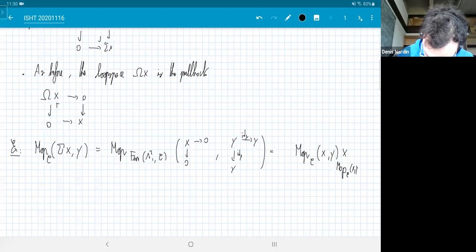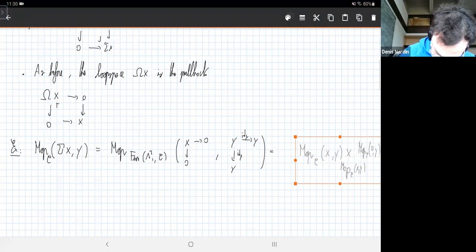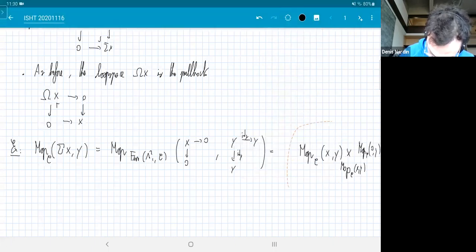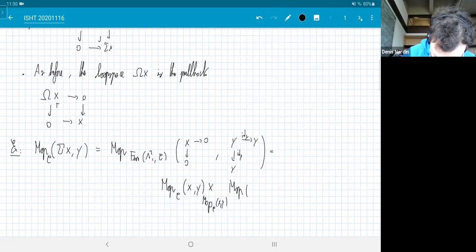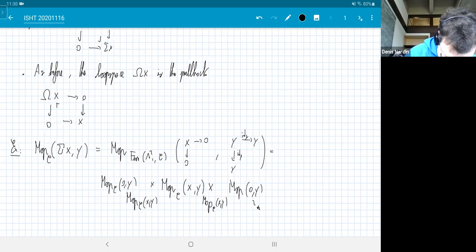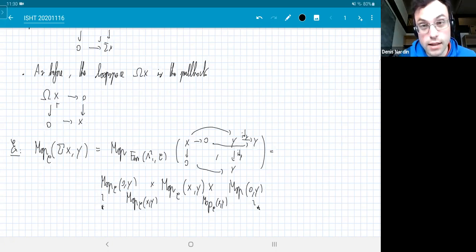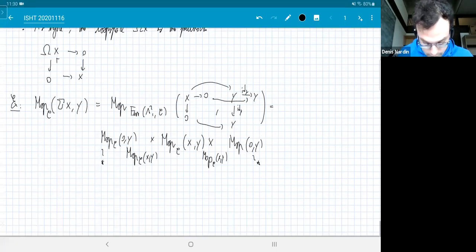Maps in C, X to Y, and maps in C from 0 to Y, and the same thing. Let's go to a new line, because otherwise it's going to be cramped. It's not going to help anyone. And that's a point here. What I'm saying is that it's the same as giving a map like this, a map like this, and a map like this in a way that they glue together. These pullbacks are these naturality squares I was discussing earlier.